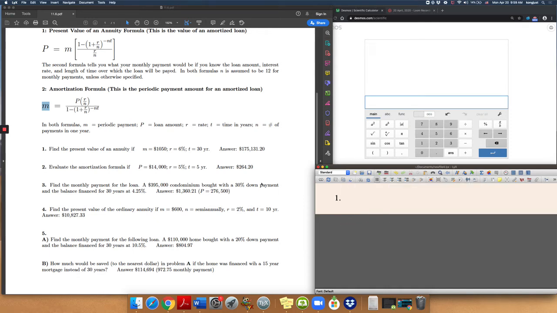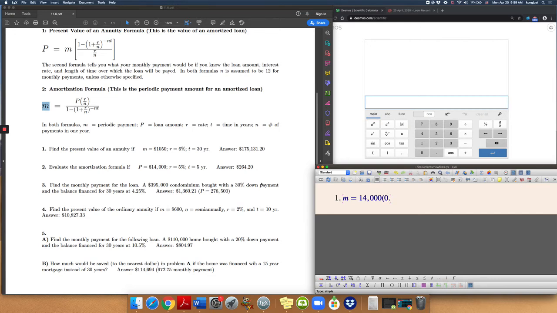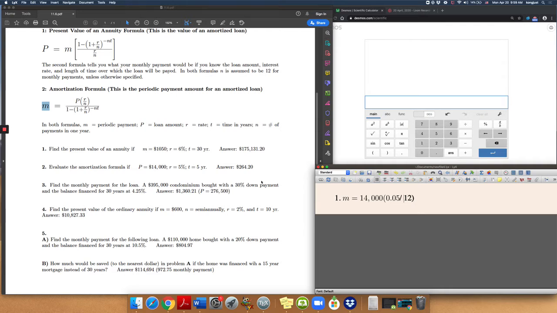And let's see, I have p is equal to 14,000. So it's going to be m is equal to 14,000 on the top, multiplied by, what is it? Rate is 0.05 this time. Okay, question number 2. Divided by n, which it doesn't tell me. So again, I'm assuming n to be 12.